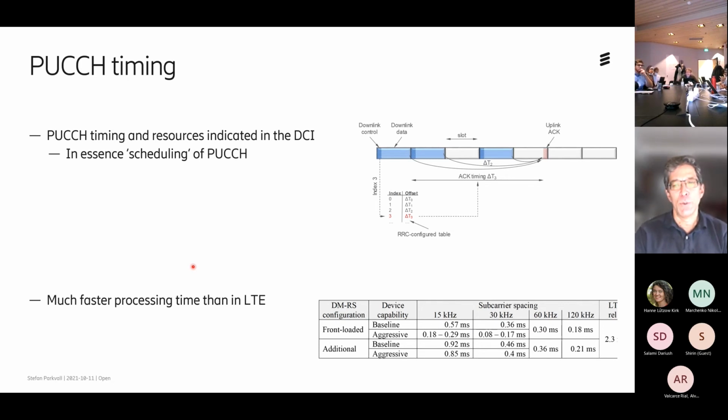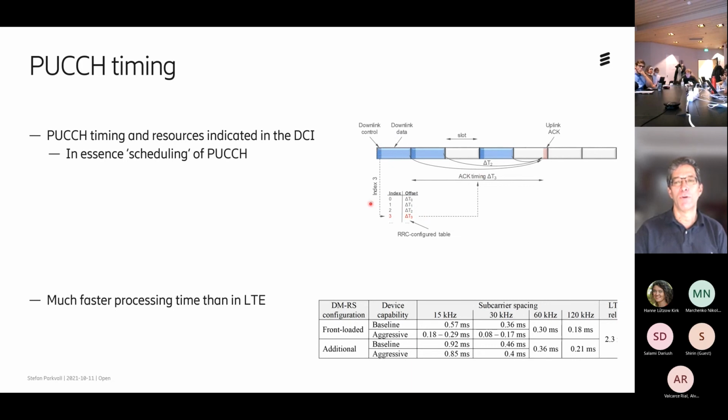And then a few words on timing. I think I've said this already, but when I transmit something in the downlink, I also need to tell the device when and where in uplink to transmit this acknowledgement. So that is part of the downlink control information. I basically point into a table here as well, and that table tells me when in time.